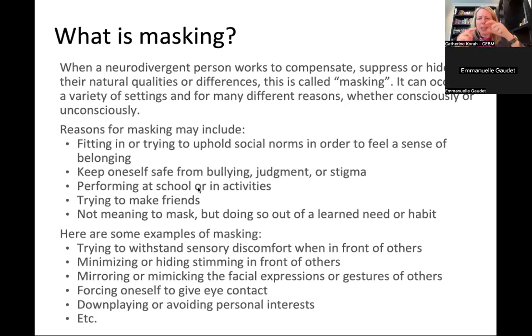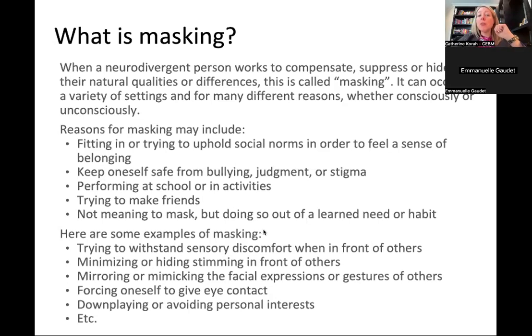Sorry, I'm mixing up things. I'm going to get to the what. It's the reasons why a person would mask. And so we're masking to be able to fit in. We're masking to be able to keep ourselves safe from wounding from others, to be able to be more performant at school, to try to make friends and fit in. And oftentimes some kids are not meaning to mask, but it has become such a habit for them because they've known this forever that it's become a default.